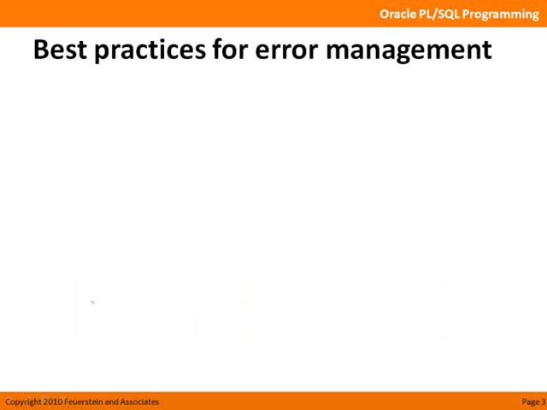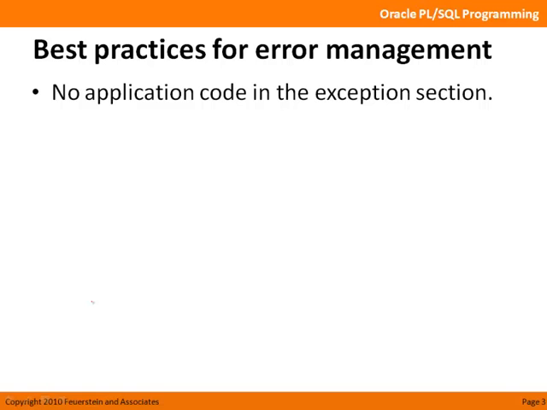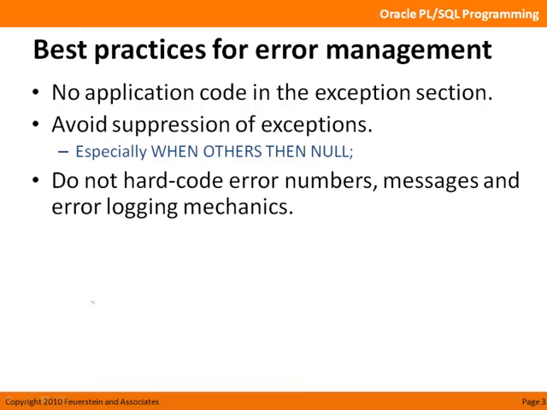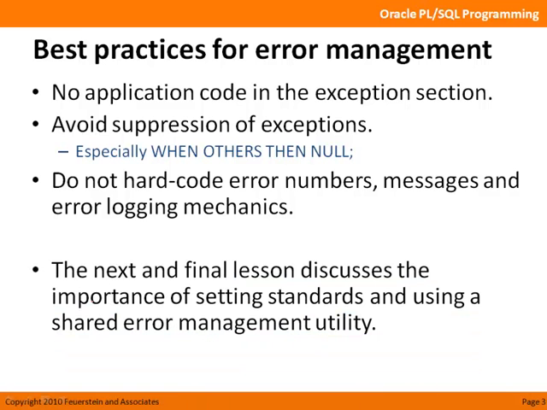So, best practices for error management. In this lesson, we're going to talk about how you should avoid putting application code in the exception section. Then we'll talk about avoiding the suppression of exceptions, especially something as dangerous as WHEN OTHERS THEN NULL. I'll talk about the dangers of hard coding error numbers, error messages, and error logging mechanics. And after that, the next lesson will finish up by talking about the importance of setting standards as you write your code for error management, and also building and using a shared error management utility so that everybody does their error management logic in the same way.